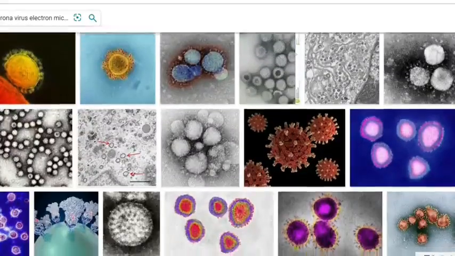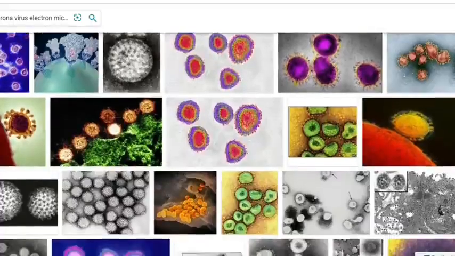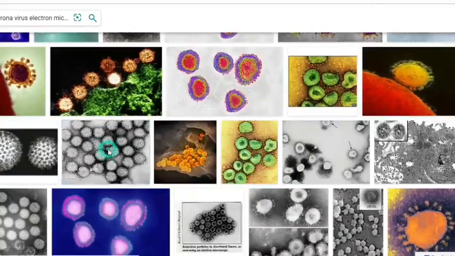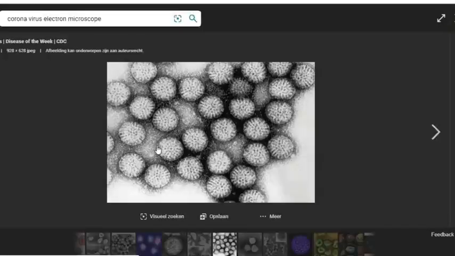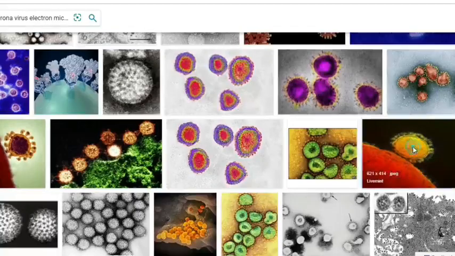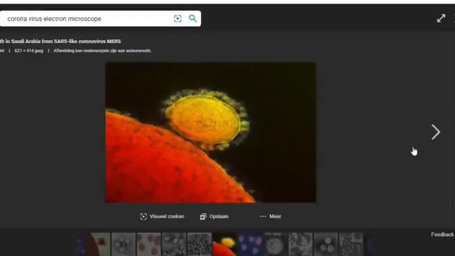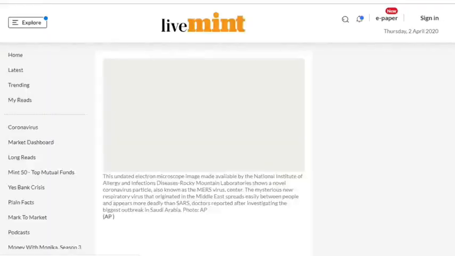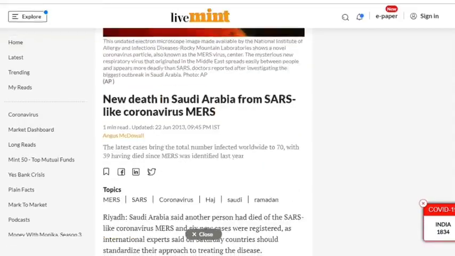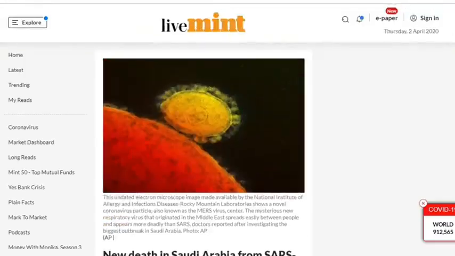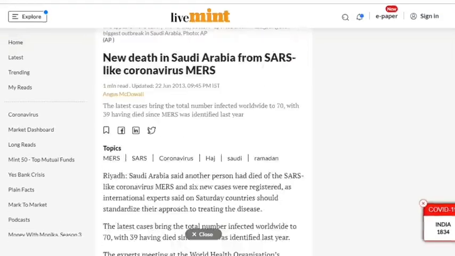Can I see some real electron microscope images? What is this? Rotavirus. No, I want coronavirus. The new one. What is this? It sounds like coronavirus. This is from 2013. Updated June 22, 2013. I want a fresh one.